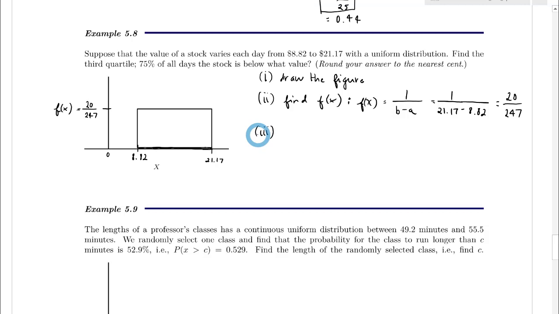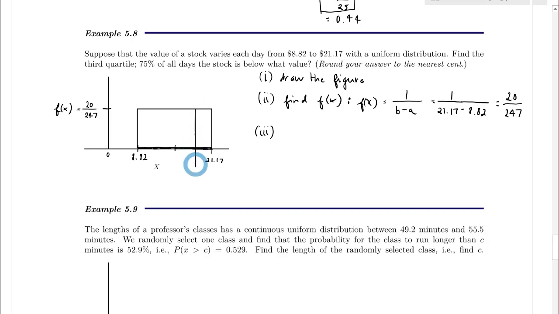So now the probability they want us to find is the third quartile. So they're looking for 75% of all days the stock is below which dollar value. So the first thing we're going to have to do is understand what that means. So 75% is not over here, right? The third quartile is on, here's like the halfway mark, the median. So that means the third quartile has to be here.